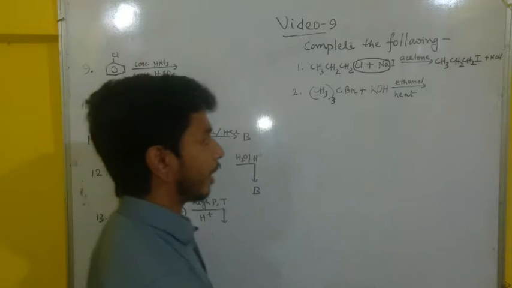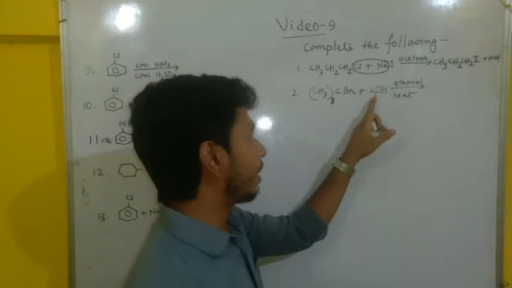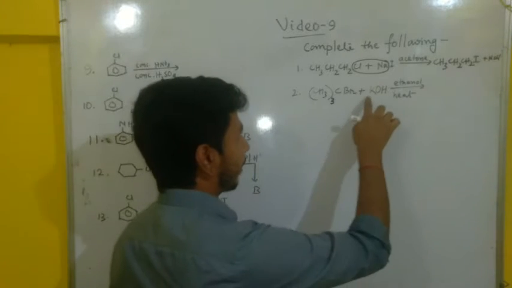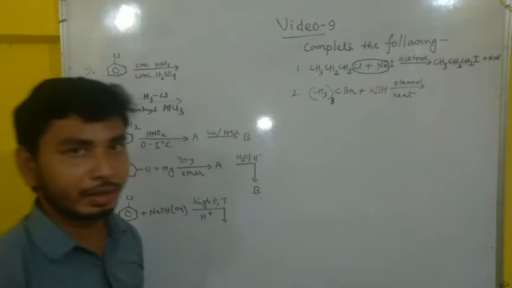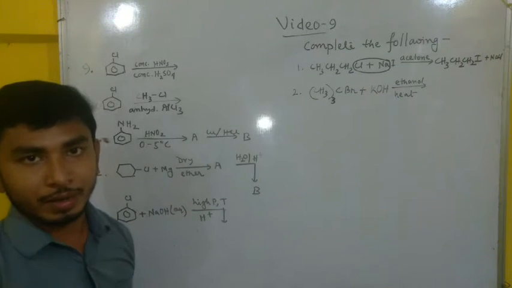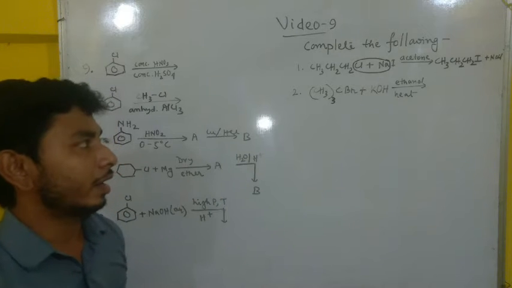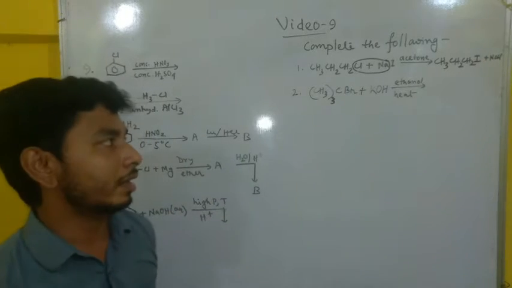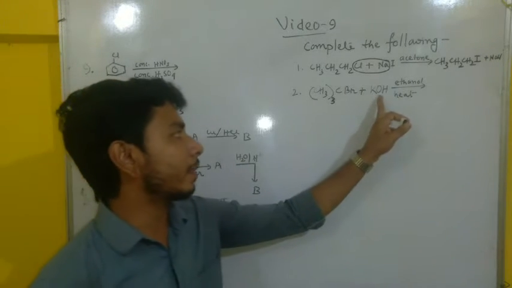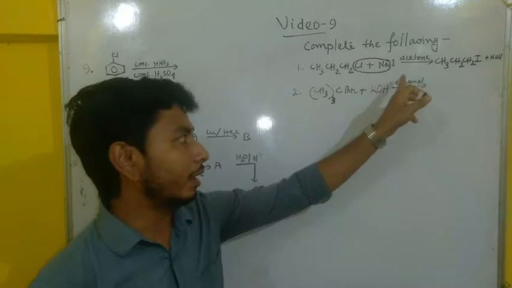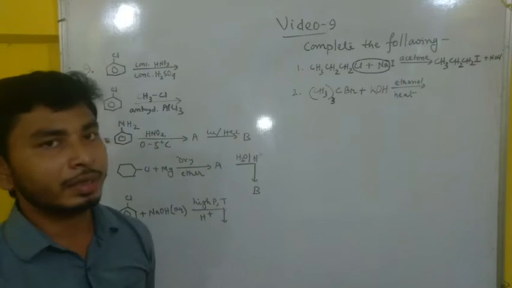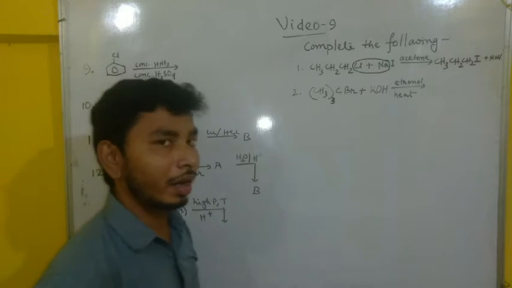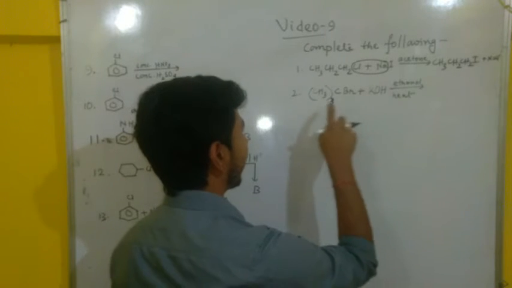Now if we use KOH, then either it is aqueous KOH or alcoholic KOH. If potassium hydroxide is present with water, then it is aqueous KOH. And if potassium hydroxide is present with alcohol, then it is alcoholic KOH. So here potassium hydroxide is along with alcohol, ethanol is an alcohol. That means here KOH is alcoholic KOH, not aqueous KOH. So what will be the product here?